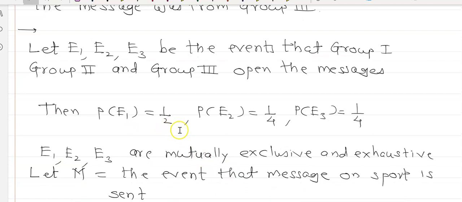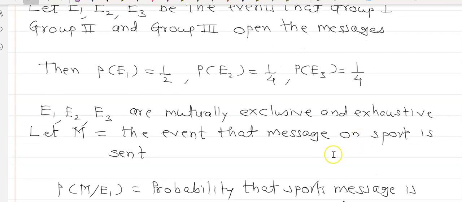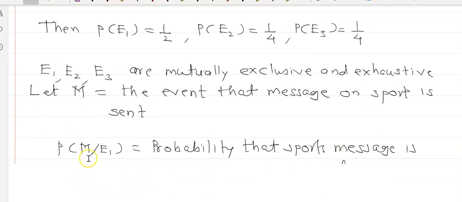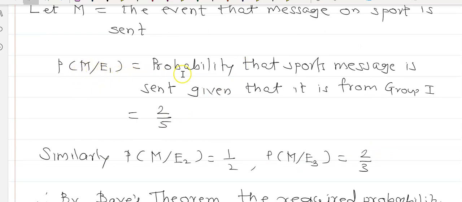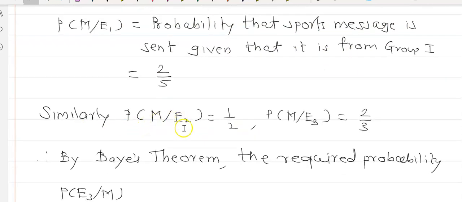Therefore, the probability of E1 is 1 upon 2, the probability of E2 is 1 by 4, and the probability of E3 is also 1 by 4. E1, E2, E3 are mutually exclusive and exhaustive. Let M be the event that the message on sports is sent. Therefore, the probability of M conditional E1, that is, the probability that the sports message is sent given that it is from group 1, is 2 by 5. Similarly, the probability of M conditional E2 is 1 upon 2, and the probability of M conditional E3 is 2 by 3.